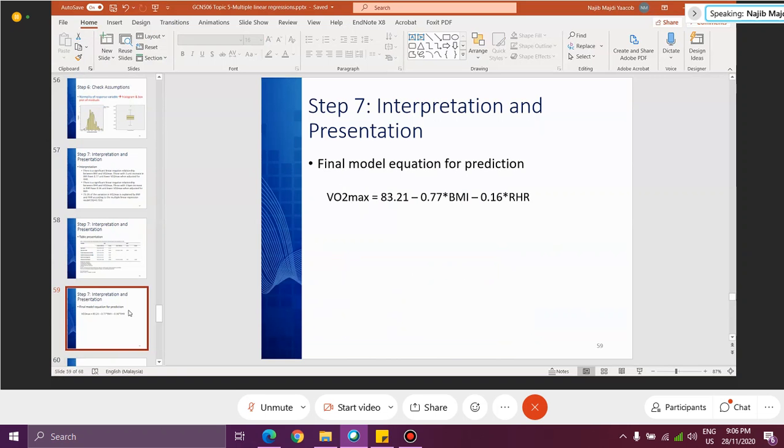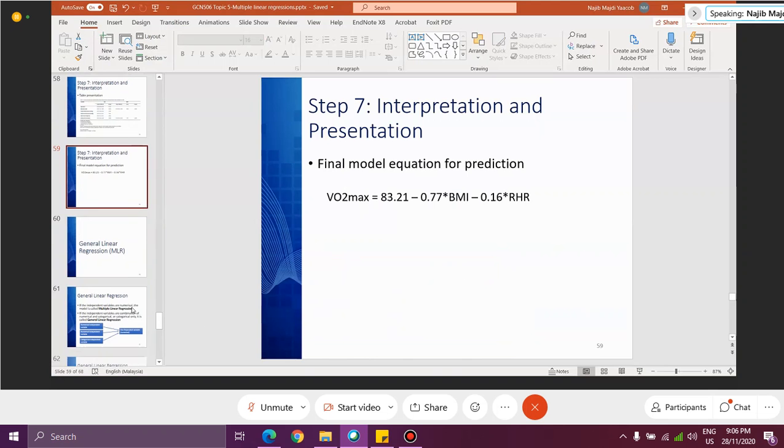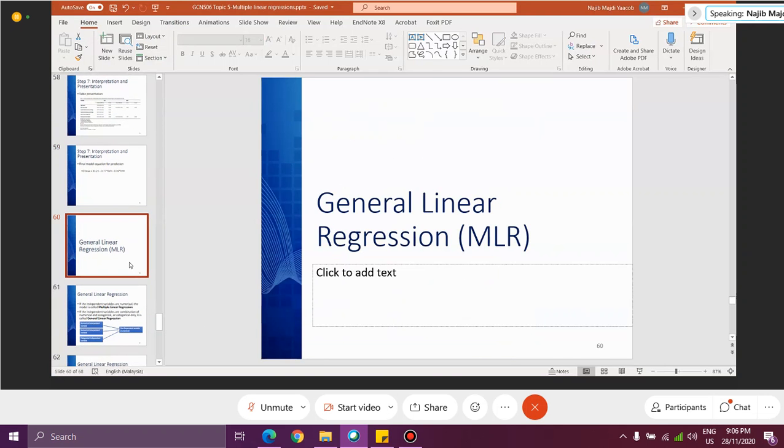So lastly is the general linear regression.